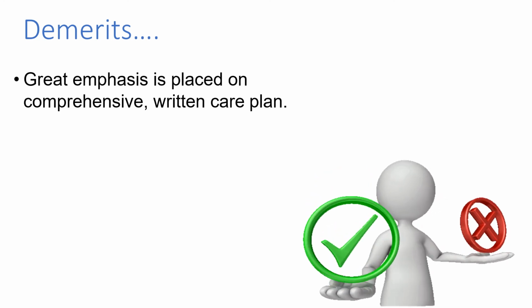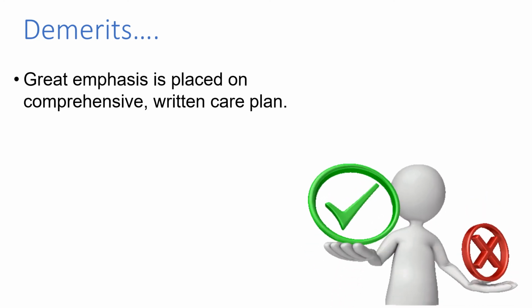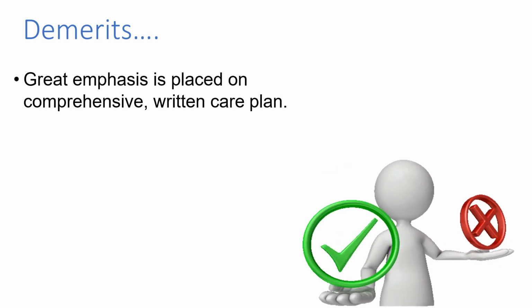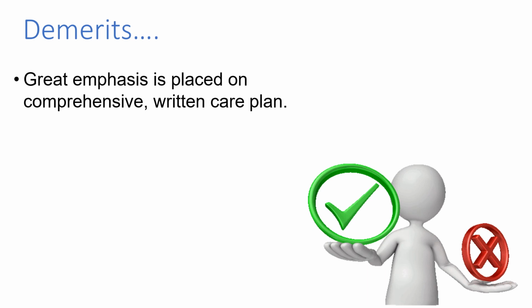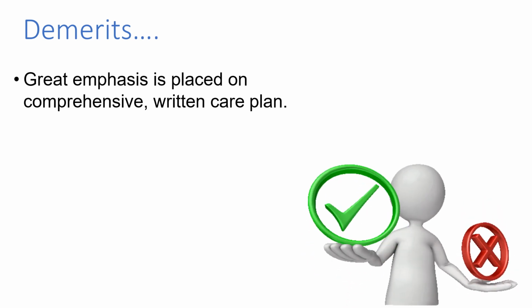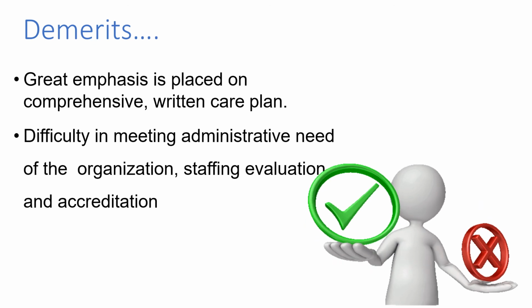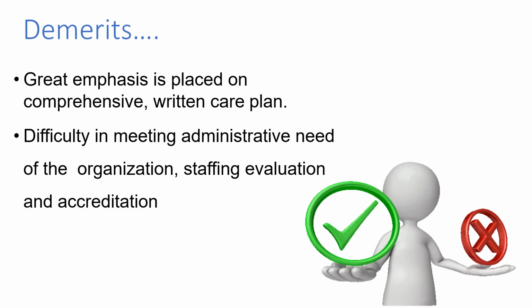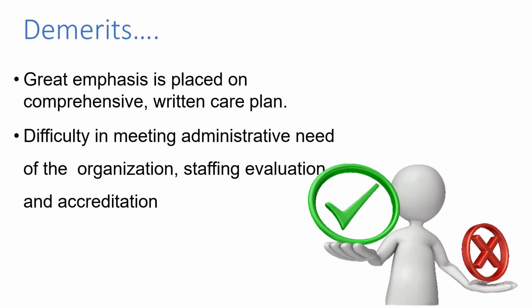We have already told that as the patient condition improves, he will be shifted to the next area of care. For example, from intensive care to intermediate care. So, to shift the patient like this from one area to the other, there is written criteria. Another disadvantage is difficulty in meeting administrative need of the organization, staffing evaluation and accreditation.